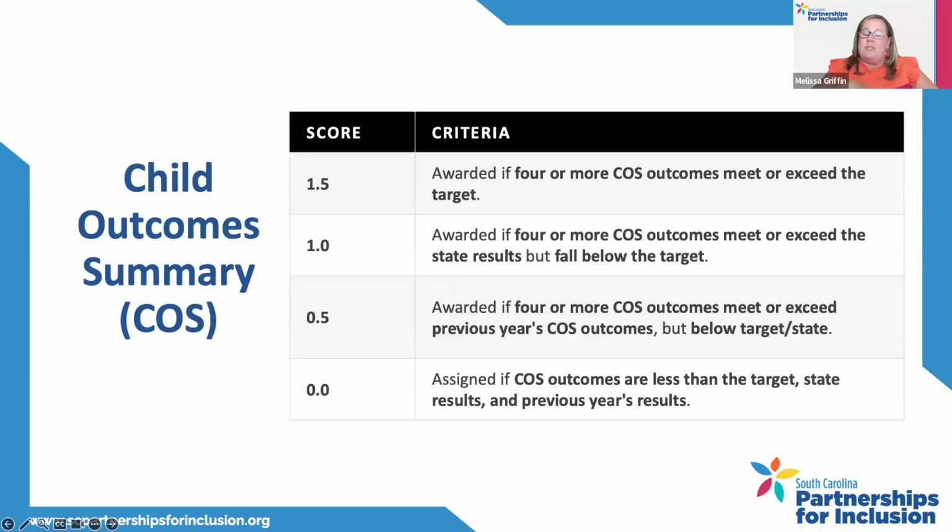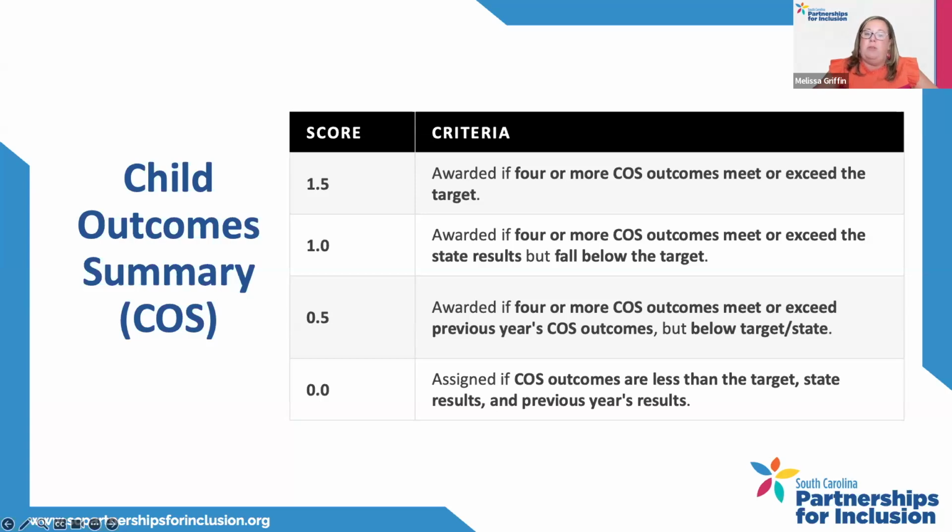And then for child outcome summary, it's separated very similarly in the points category, but the criteria look a little bit different. So 0 would be if the COS outcomes are less than the target, state results, and the previous year results. 0.5 would be if 4 or more of the COS outcomes meet or exceed the previous year's COS outcomes, but they're still below the target or the state. And 1 would be 4 or more COS outcomes meet or exceed the state results, but fall below the target.